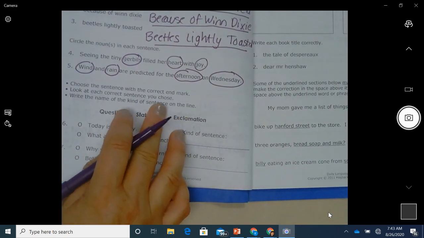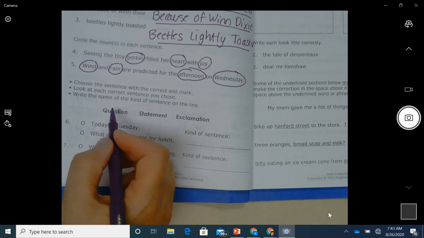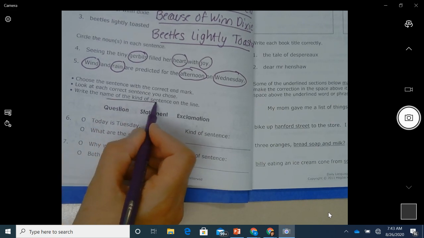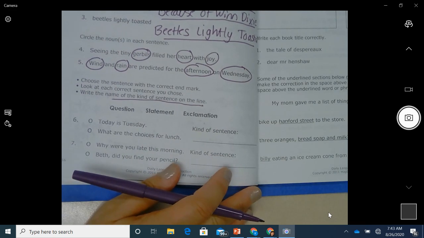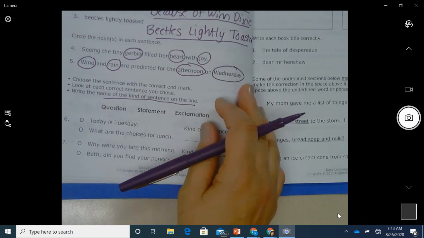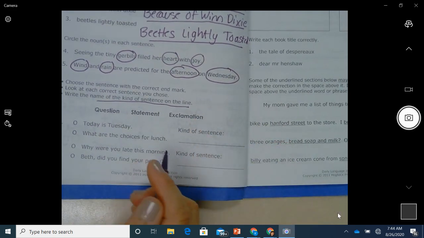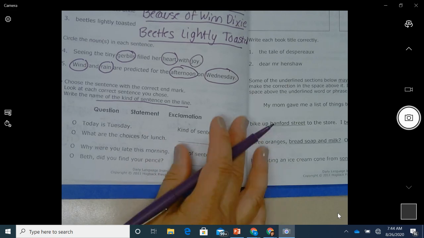Now it says choose a sentence with the correct end mark. Look at each correct sentence you chose. Write the name of the kind of sentence on the line. So DLI is not only learning about grammar, it's also about following directions. So first thing is choose a sentence with the correct end mark. Then look at each correct sentence you chose and decide which kind of sentence it is.